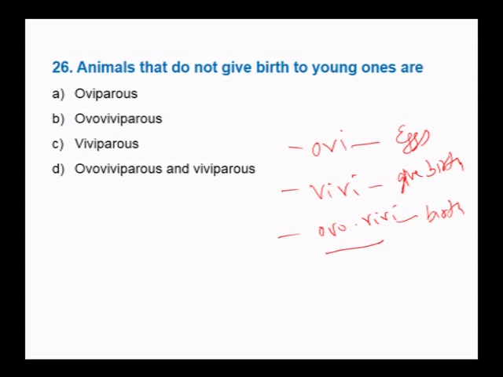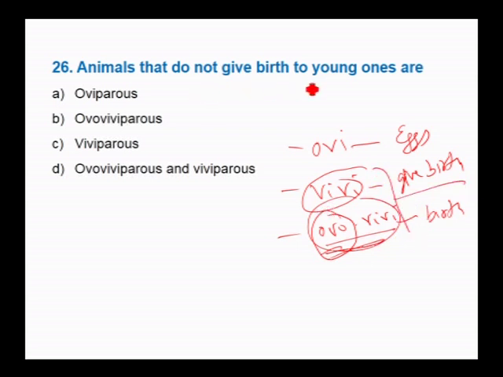In ovoviviparous animals, they give birth to young ones, but the developing embryo depends on the food which is already stored in the egg. Here, the mother is not directly providing any nourishment when it is inside the body. Therefore, we call them ovoviviparous animals. See, Peripatus and shark come under ovoviviparous animals. So, both viviparous and ovoviviparous animals give birth to young ones.